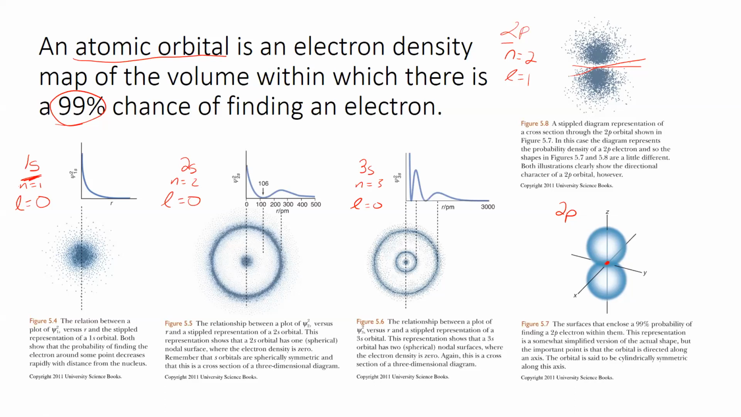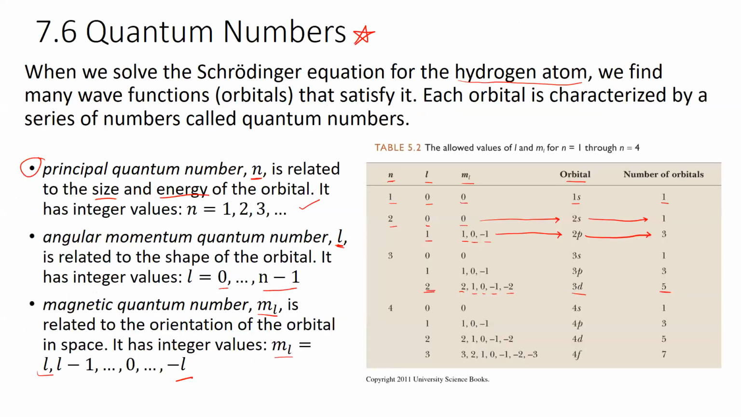And we're also going to relate the shapes and sizes of these orbitals and their orientations in space to these quantum numbers, right? And so we had these quantum numbers we went over. We had the principal quantum number, right? So the principal quantum number tells you how big an orbital is. The smaller the value, the smaller the orbital, the closer to the nucleus it is.